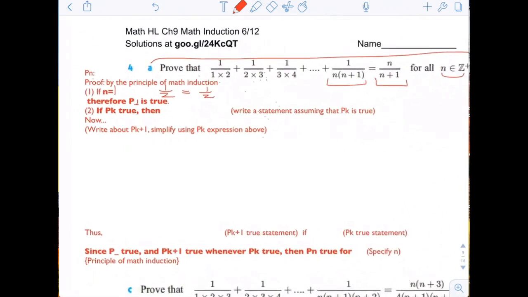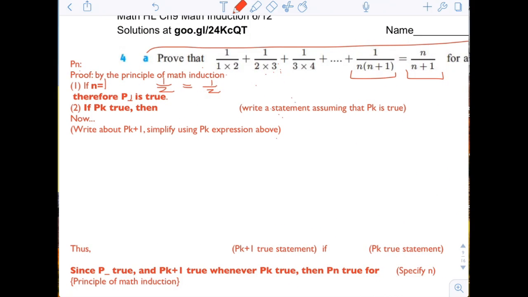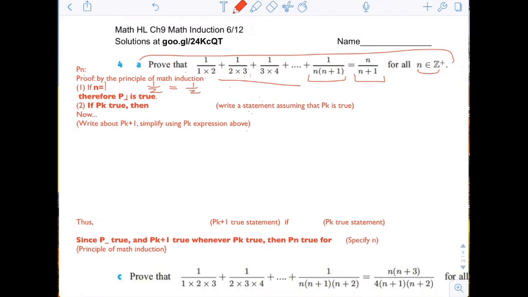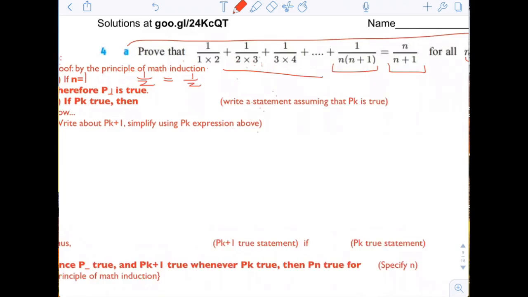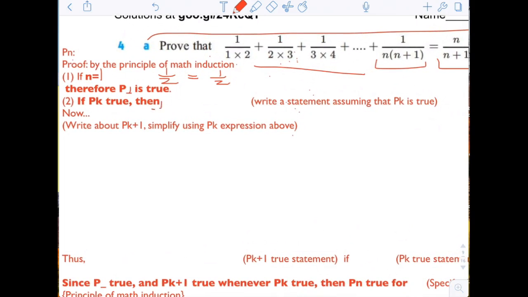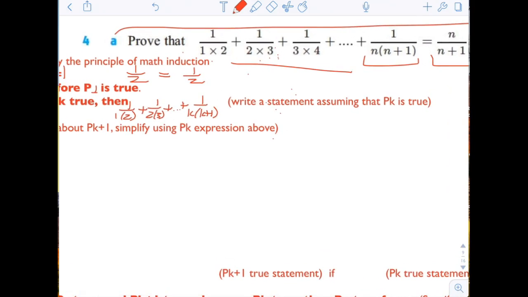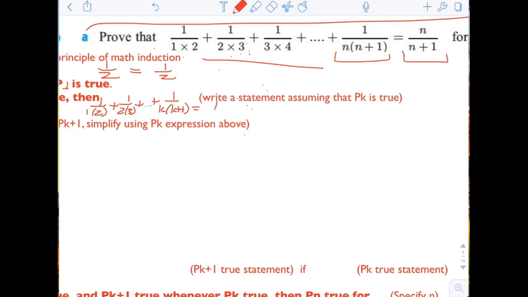Okay. Now let's go to the inductive case. So the inductive case would be this with k substituting for n. So let's do that. So if P of k is true, then we're going to put 1 over 1 times 2 plus 1 over 2 times 3 plus ... plus 1 over k times k plus 1 equals, and we're going to assume that that is equal to k over k plus 1, okay, just like it says there.